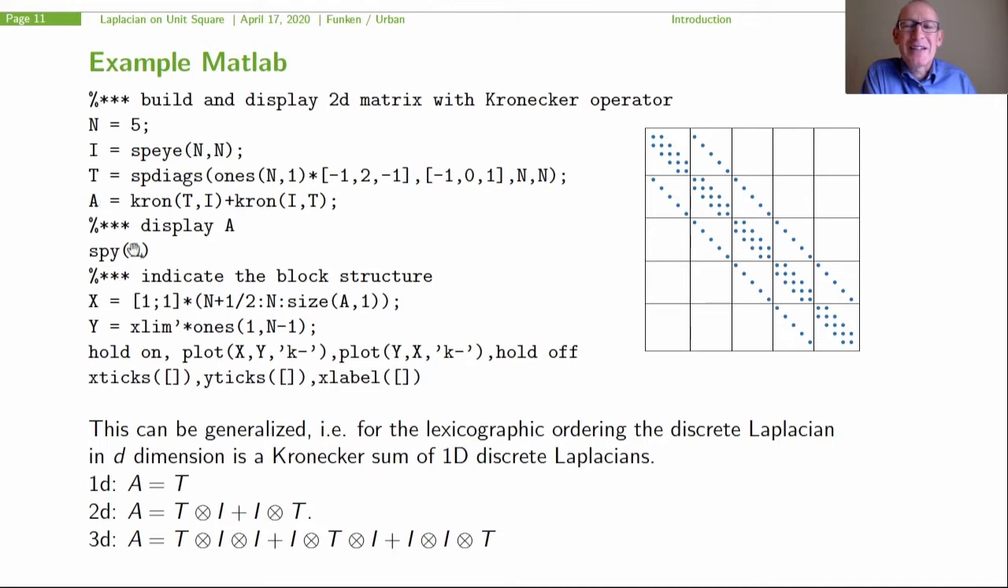The resulting structure we will see if we apply the operation spy to the matrix A. The additional 4 vertical and 4 horizontal lines are computed by the 4 additional lines given here, showing where these values will be, here between the 5th and the 6th entry, and also between here, here, and here.